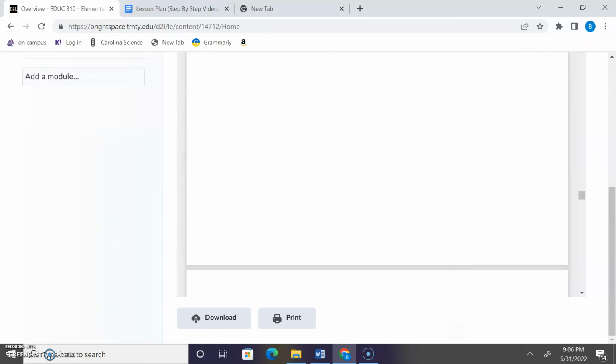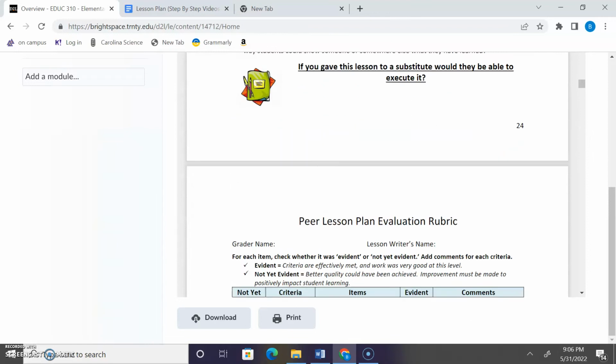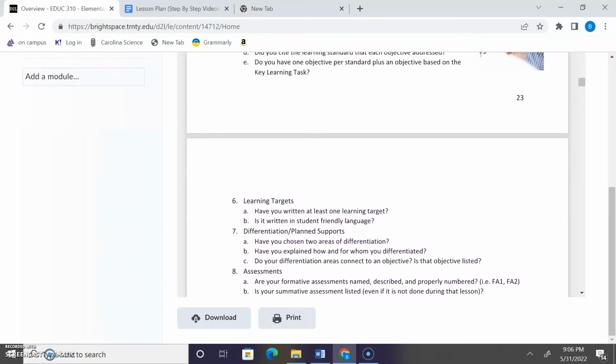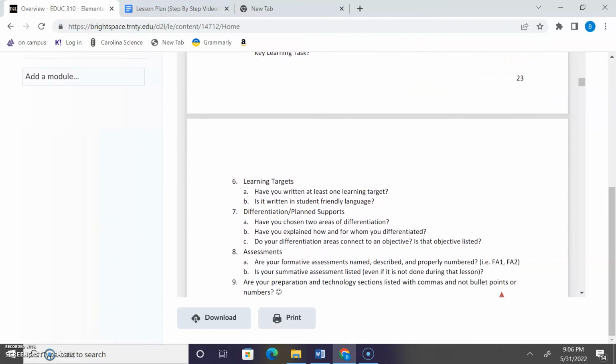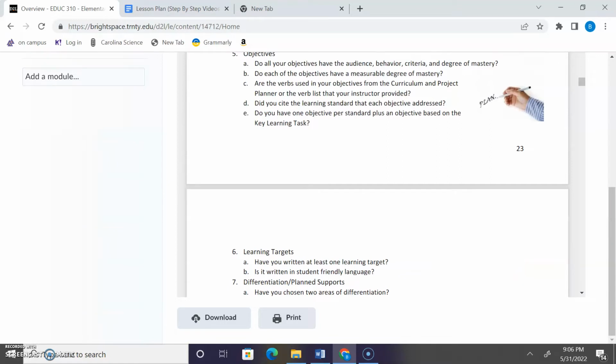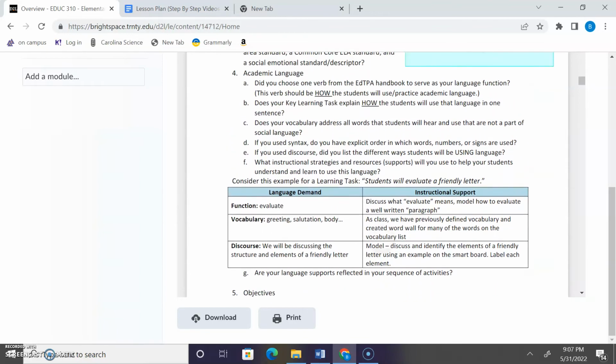So I'm going to go back up to my checklist. So going back up to my objective. So if you use syntax, do you have explicit order in which words, numbers, or signs are used? So I'm going to list syntax. So I need to make sure I have the order. So I'm going to do first, next, then, and last is the order.